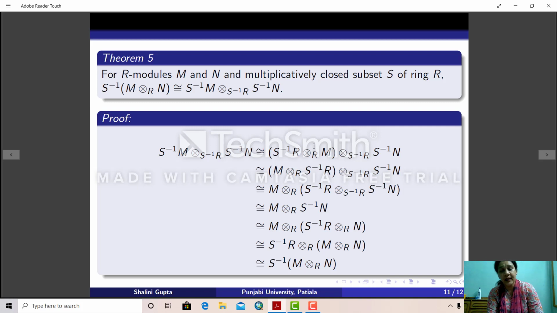Now, since tensor product is commutative, this can be written as M tensor S inverse R over R. By the associative property of tensor product, this becomes M tensor S inverse R tensor S inverse N over S inverse R. Now, we know that this is isomorphic to S inverse N. So this becomes M tensor S inverse N over R. Again, applying the previous theorem, S inverse N becomes S inverse R tensor N over R. Then again applying the associative property, we get that this is isomorphic to S inverse R tensor M tensor N over R, which will be isomorphic to S inverse of M tensor N over R. So thus, we have shown that S inverse commutes with the tensor product.